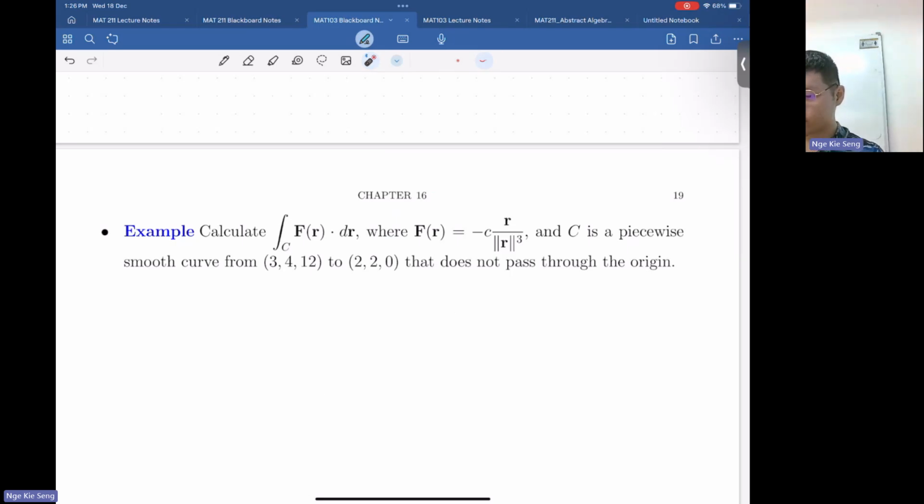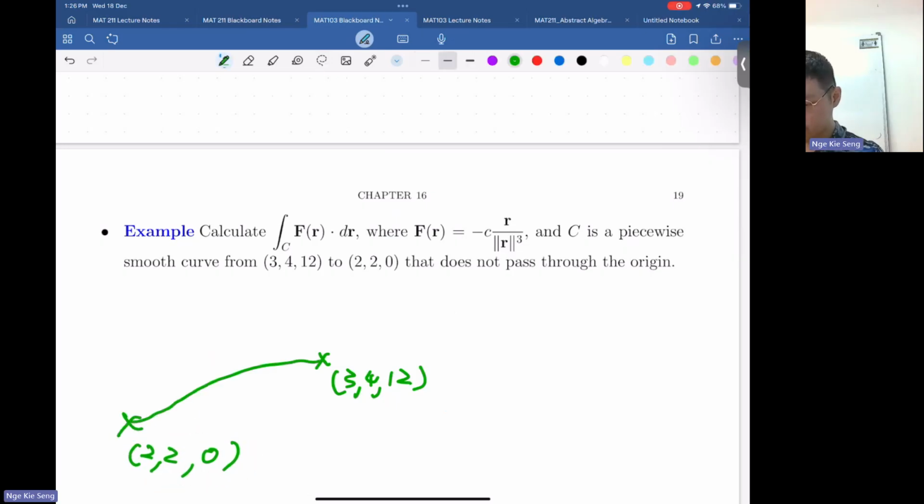You have a piecewise smooth curve from, let's say, a point (3, 4, 12) to (2, 2, 0). Where's (3, 4, 12) and (2, 2, 0)? Maybe 3 is here, (2, 2, 0) is here. So we're going backward here. But I didn't tell you the parametrization of the smooth curve. So how to do this? Any idea?